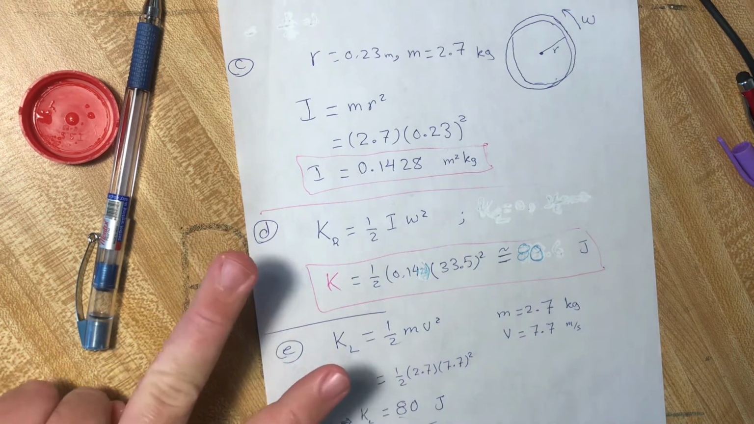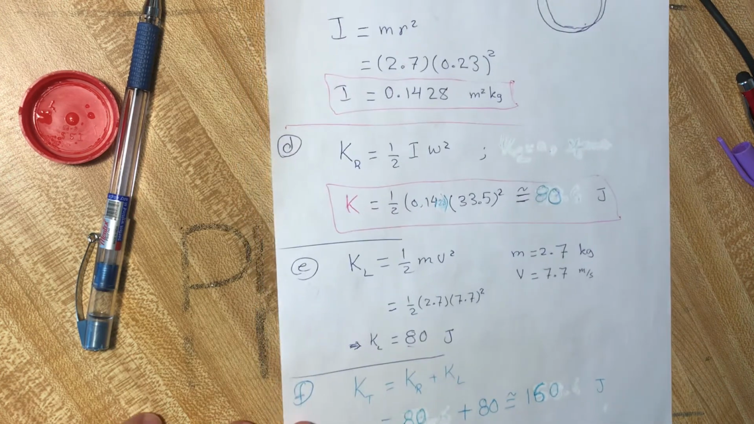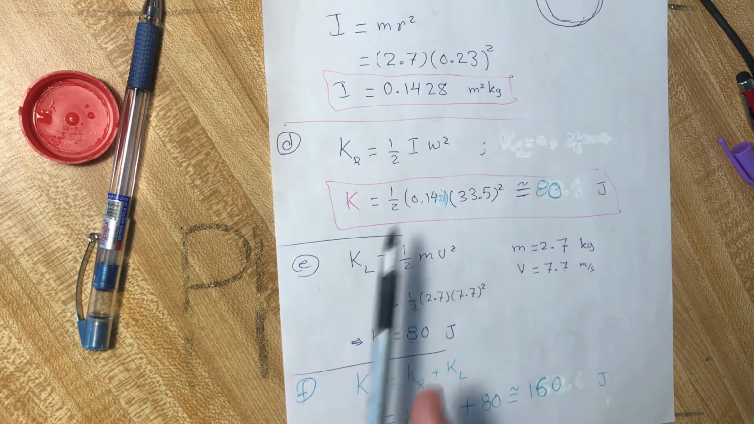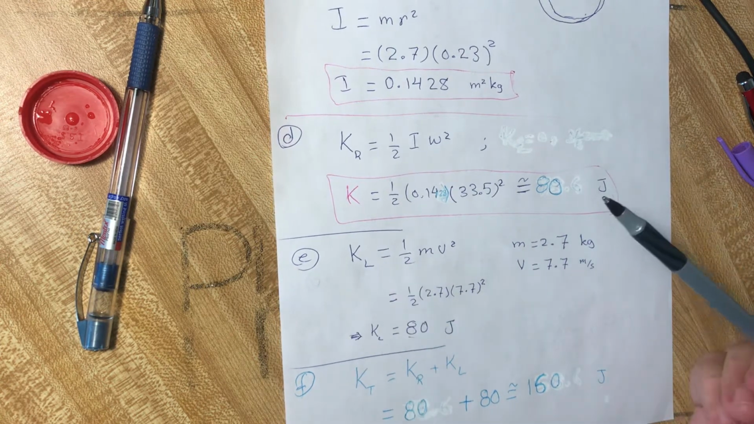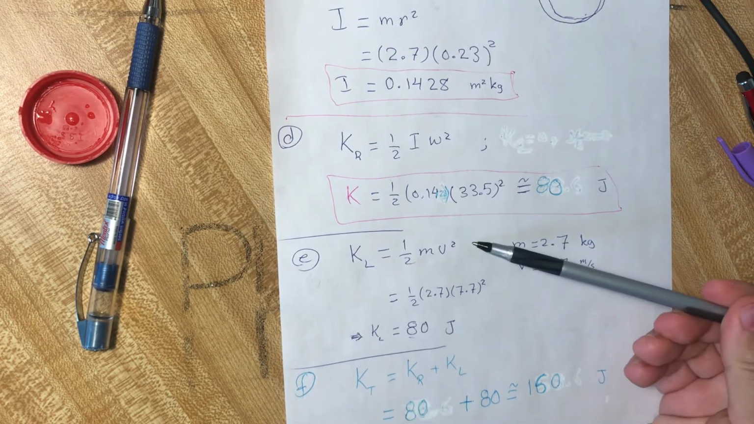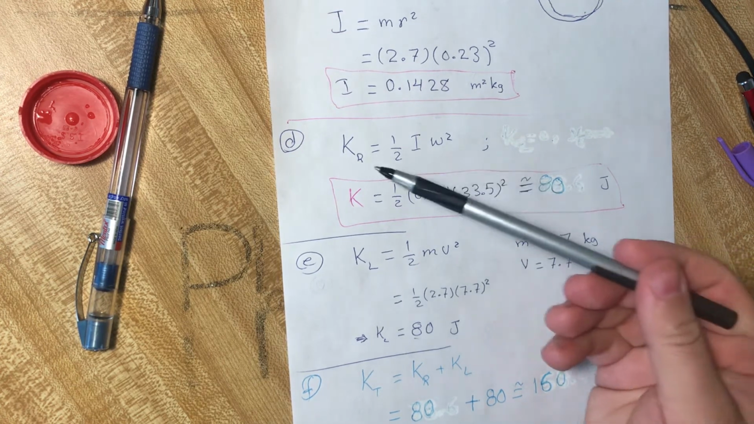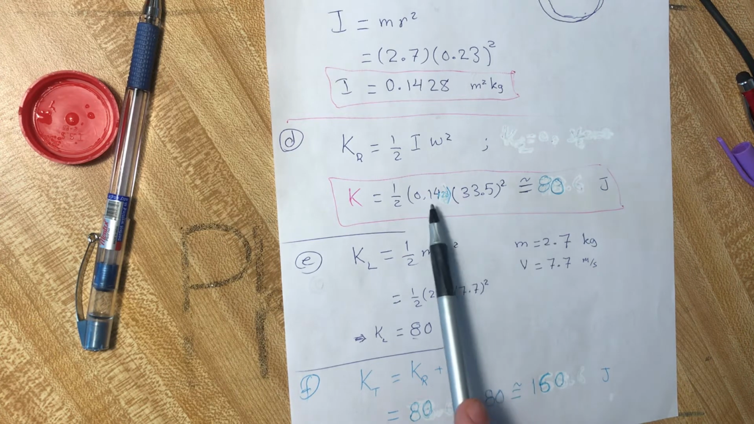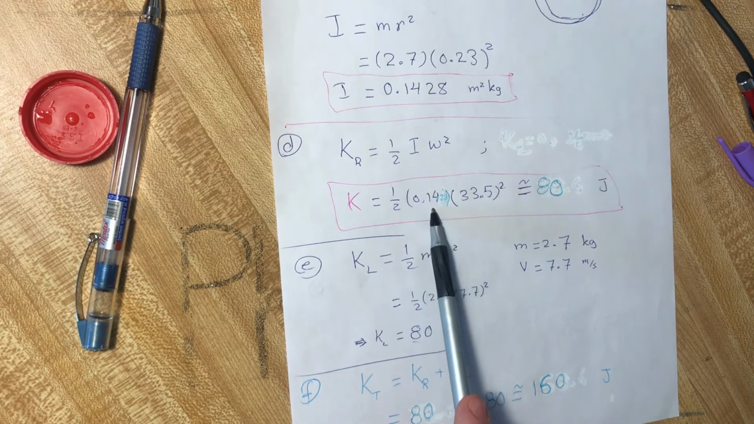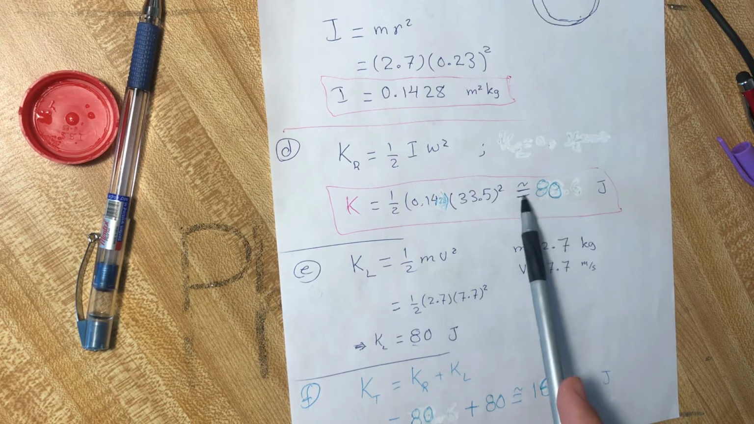Now, if we have motion, then we have kinetic energy. We have two kinds of motion: rotational motion and linear motion. We need to find in D and E the rotational kinetic energy and the linear kinetic energy. So we use the linear kinetic energy formula for linear motion and the angular kinetic energy formula for rotational motion. So I use one half the moment of inertia multiplied by omega squared, which is approximately 80.